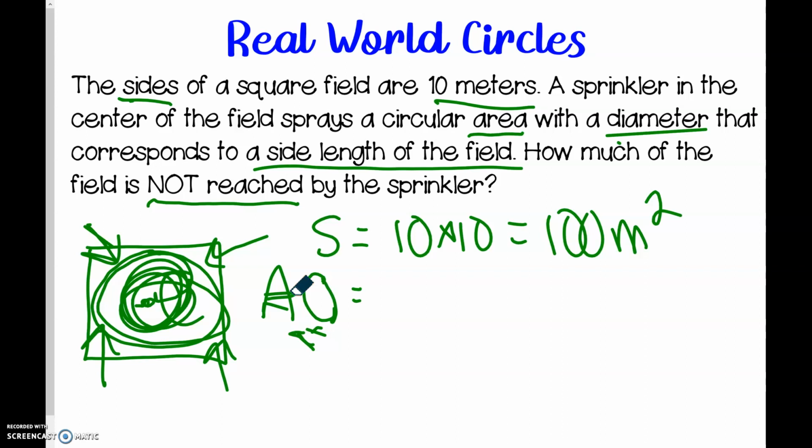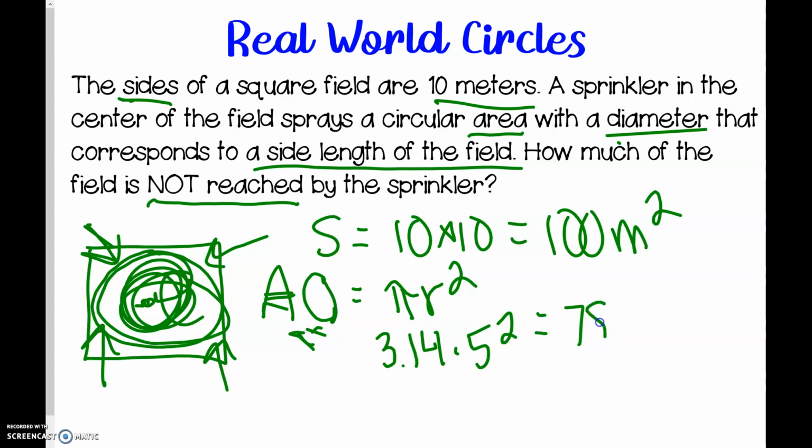Anywho, so the diameter of the circle corresponds with the side length of the field, which is 10. So if we're finding area of a circle, we need pi r squared. Because this is the diameter, we know that the radius is going to be 5. So we want 3.14 times 5 squared. Okay, so go ahead and type that in your calculator. Again, you can do the 5 squared as 25 if you want. But when you type that all out in your calculator, you should get 78.5 meters squared.